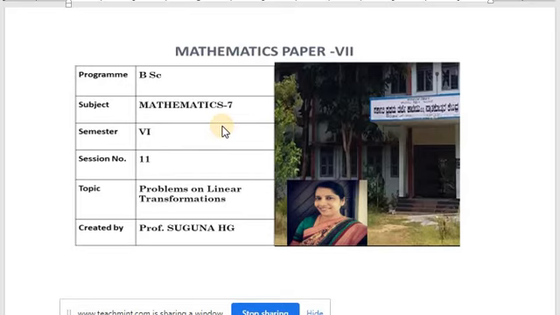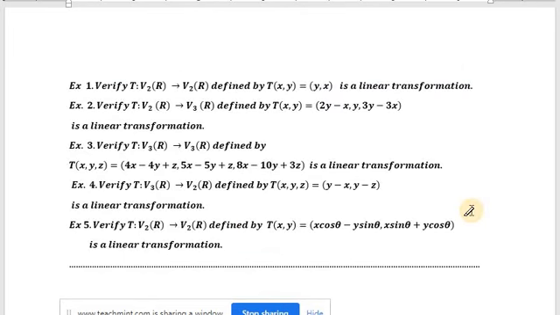In this video, I am presenting you BSc Mathematics Paper 7, Session 11, Problems on Linear Transformations. In this session, we are solving these problems.